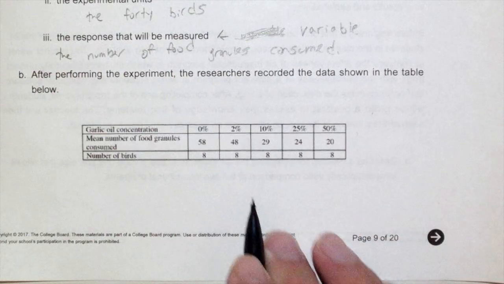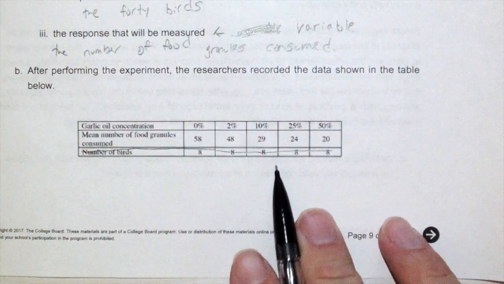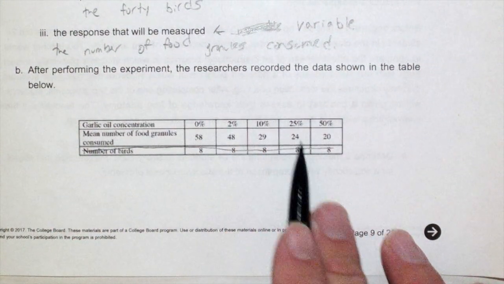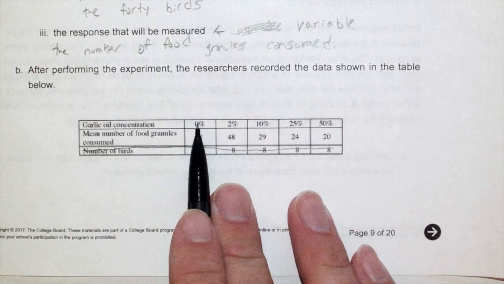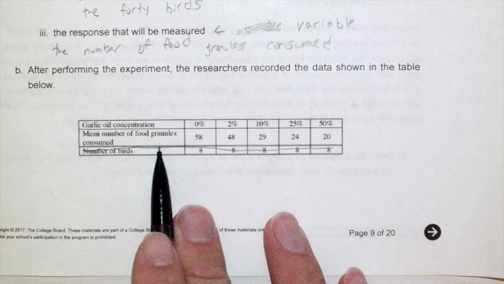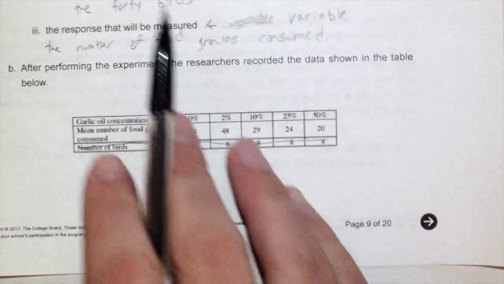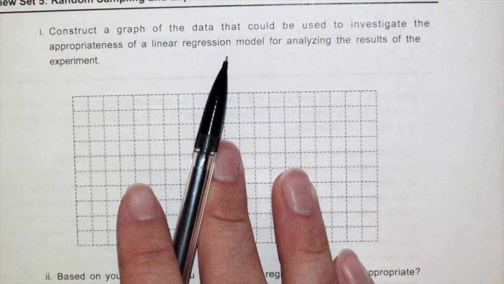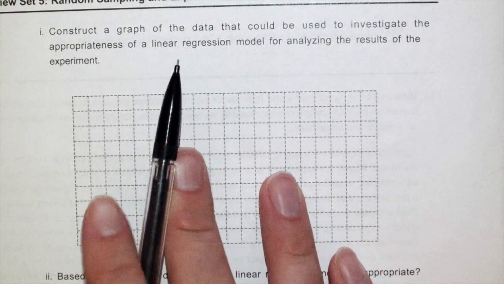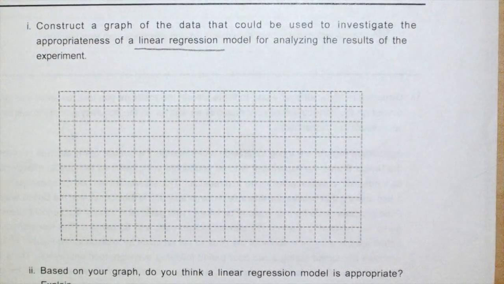And what I don't like about this is this last row is pointless. Okay, so when I'm reading this, it's just saying they're putting 8 birds in each of these. But that's not really data. That's just saying that they split it up. What's really happening is we have the treatment, which is like X, and the food, which is like Y. And it's just saying we want to construct a graph of the data to investigate linear regression, which just means this question is looping us back to scatter plots and how you can make data from an experiment and turn it into a scatter plot.